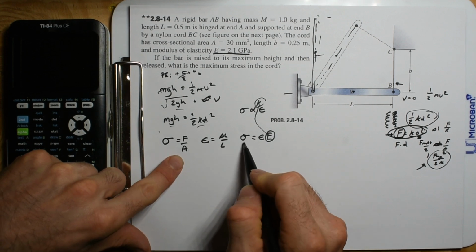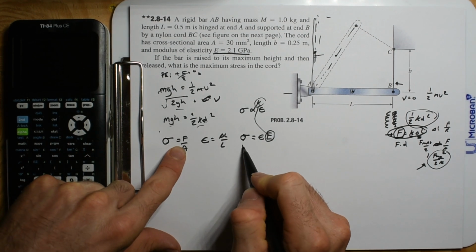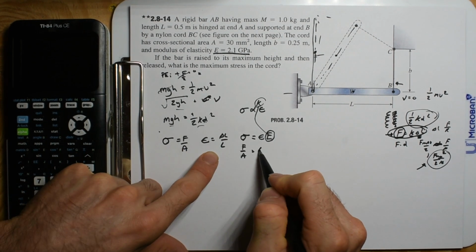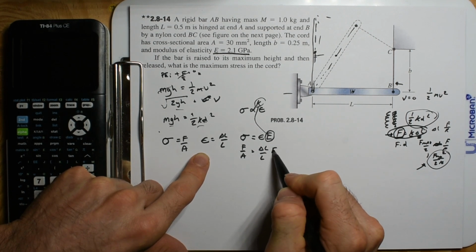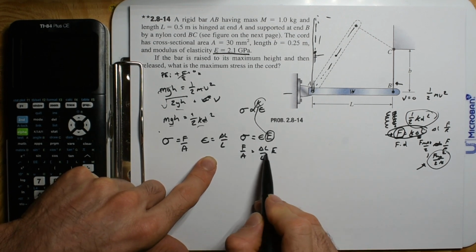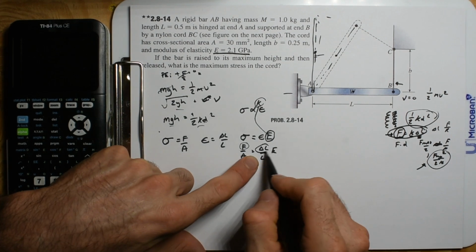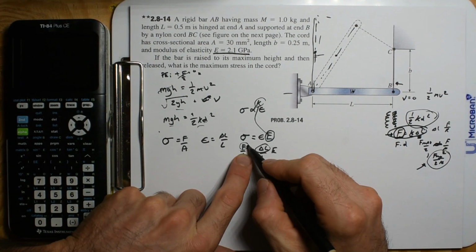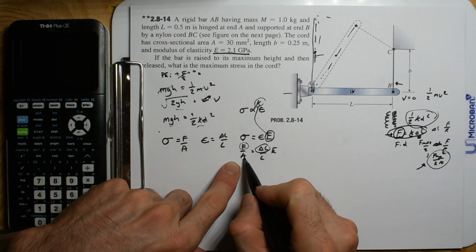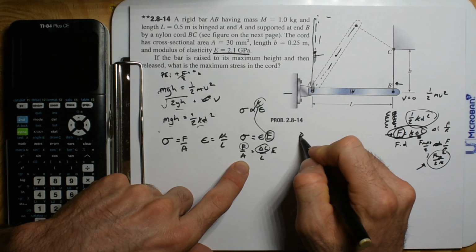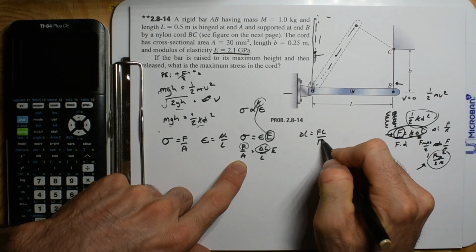Let's take this one. This is force over area. This is change in length divided by length, and then we've got E. So we're going to rearrange for the force or change in length. Let's rearrange for change in length. L goes upstairs, so you're going to have FL. E goes downstairs, so change in length is FL over EA.